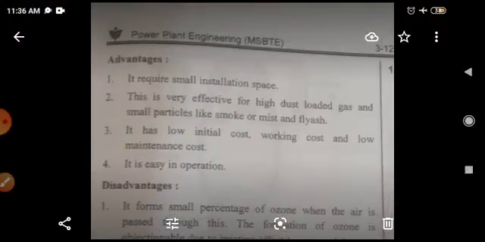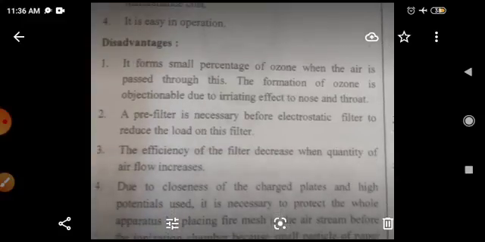Advantages are: it requires small installation space. It is very effective for highly dust-loaded gas and small particles like smoke or mist and fly ash. It has low initial cost and low maintenance cost. It is easy to operate.